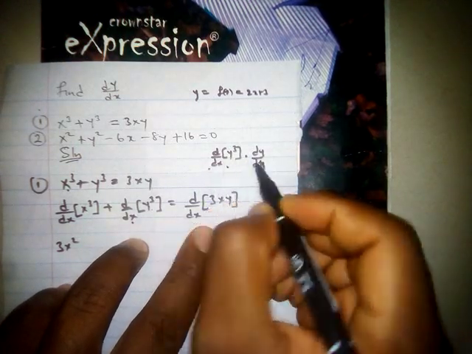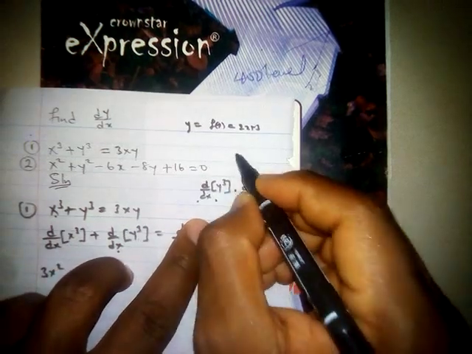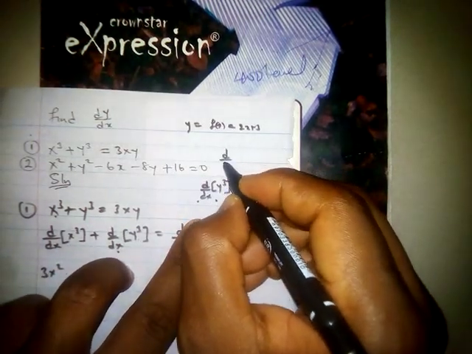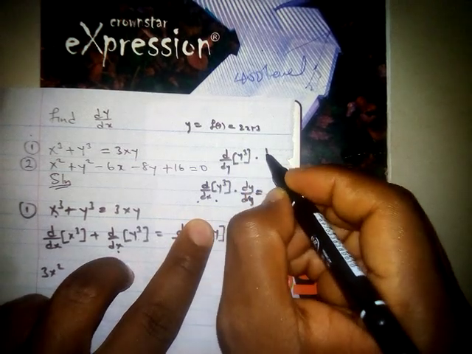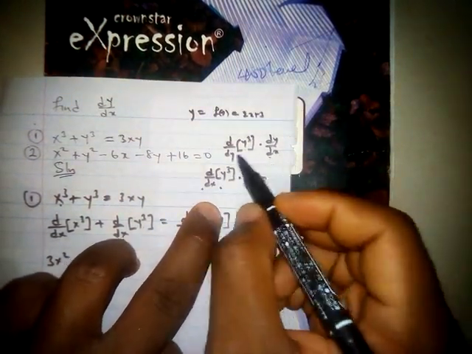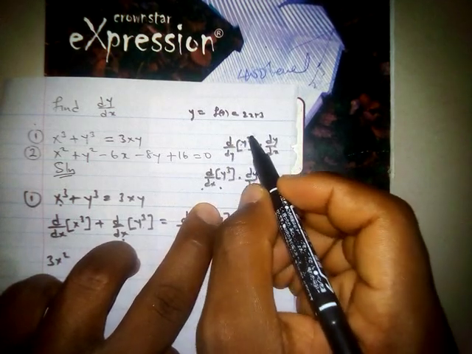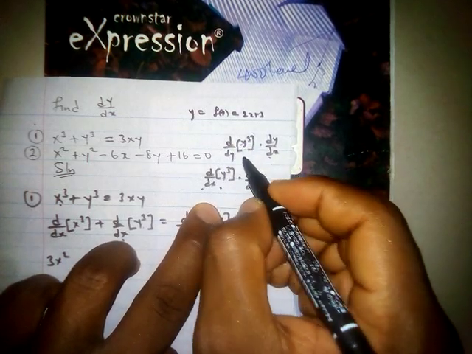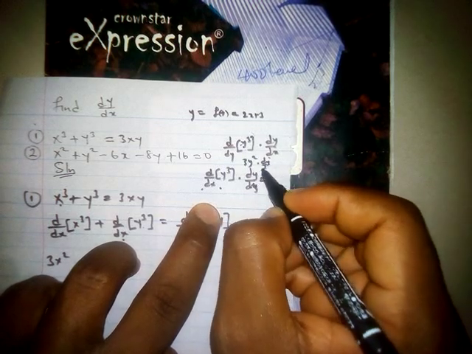So I can now switch the denominator. I have this as d over dy of y cubed times dy over dx. So now you see that I can differentiate y cubed. If you differentiate y cubed, you have 3y squared times dy over dx.